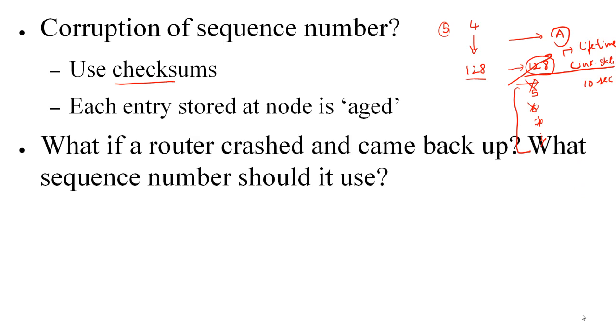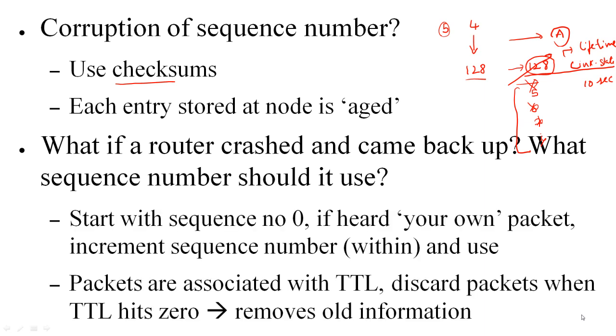Not done still. What if a router crashed and came back up? What sequence number should it use? Now you know why network researchers are in business. Lot of subtle issues. When a router crashes and comes up, it will have absolutely no idea what sequence number it stopped at. So for all practical purposes, you might as well start with any sequence number, in which case you might as well start with sequence number 0, and that is what it does.